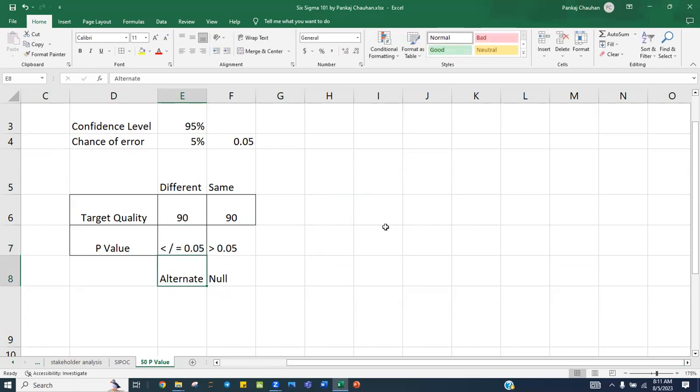That's about the p-value, and you will learn more about it in the upcoming sessions, when I explain each and every statistical test with respect to the p-value and its interpretation.